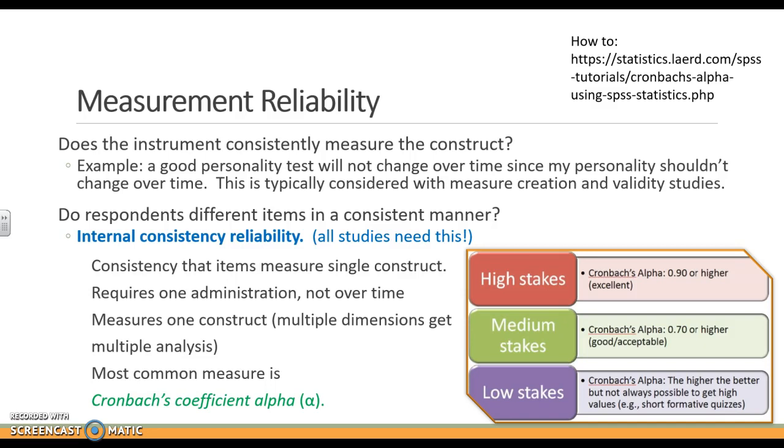If you are doing multiple dimensions in your survey, then there's going to be multiple analyses. And usually the analysis is Cronbach's alpha. If it's high stakes, a Cronbach's alpha of 0.9 or higher is needed, but really most of the time we're talking about a Cronbach's alpha of 0.7 or higher to be considered a reliable measure.